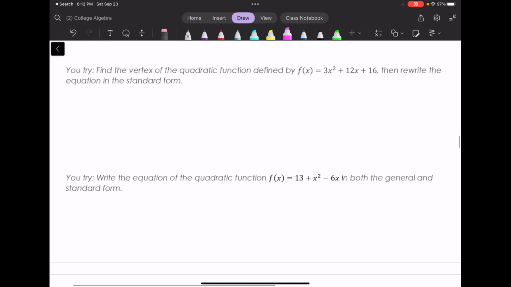This one's asking you to find the vertex and then rewrite in standard form, which is exactly what we just did. And then this one's asking you to go a little bit further and to write that in both the general and the standard form. So if you want to pause and try those and then come back and double check your answers to see how you did.